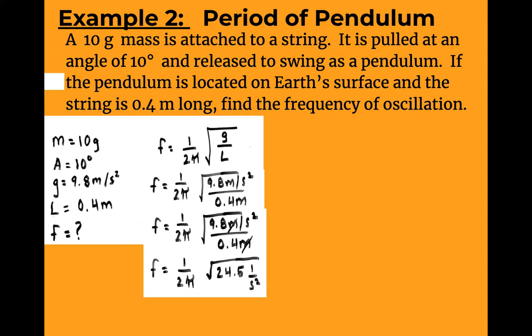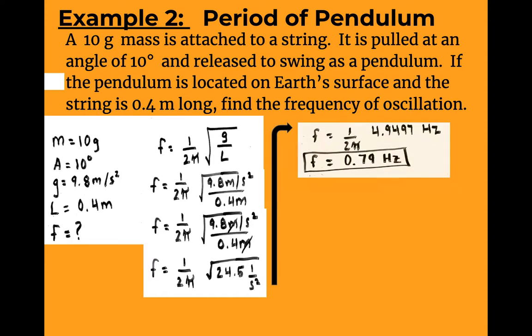So we're going to take the square root of 24.5. We will get 4.9497, and our units are hertz. We still have that expression 1 over 2 times pi. Technically, right, that statement is equivalent to taking 4.9497 and dividing by the quantity 2 times pi.